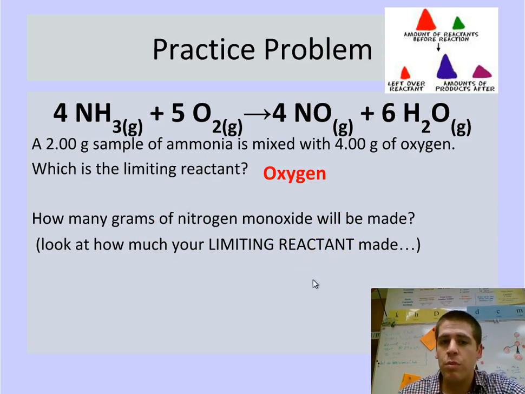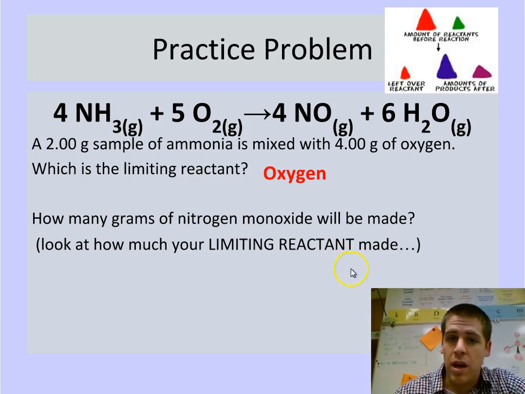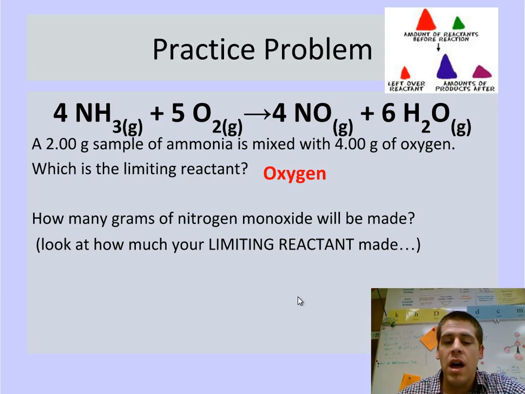Okay, so that's just one problem, one example. We're kind of really pulling all this stuff together. We're doing gram stoichiometry, and then also figuring out limiting reactants. And then we could also do percent yield from there too. So that's limiting reactants.